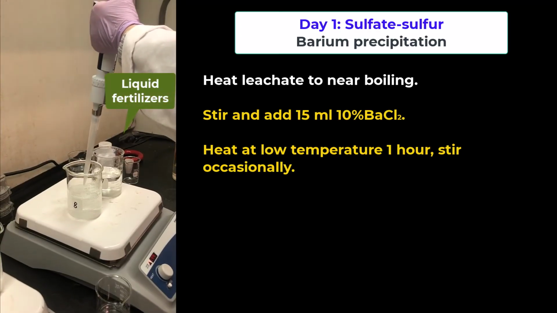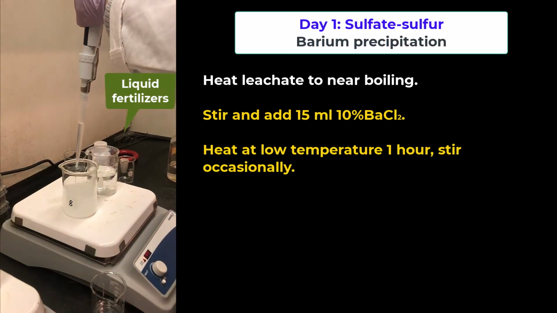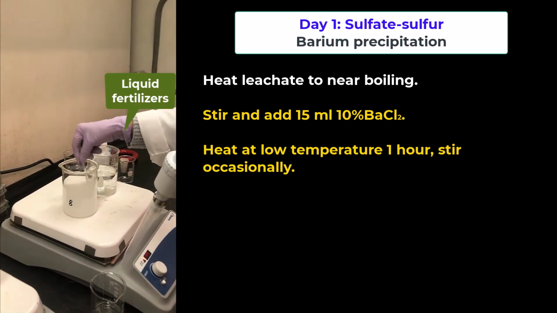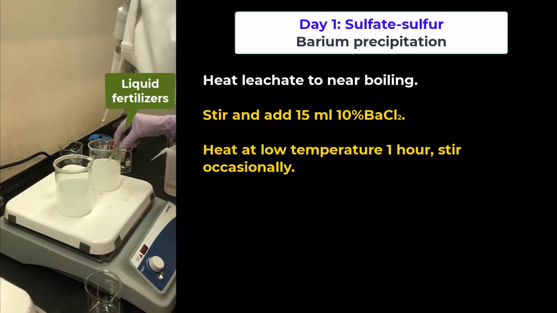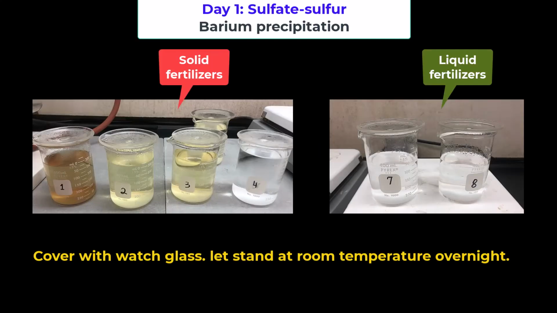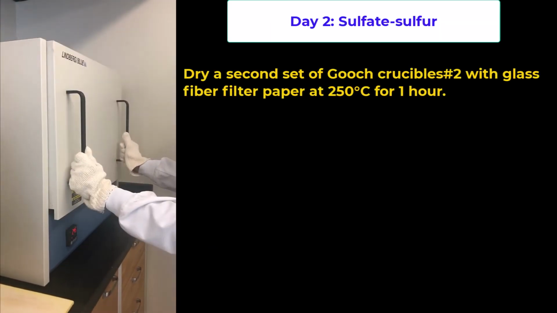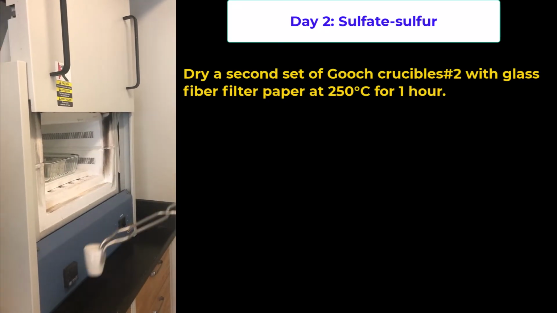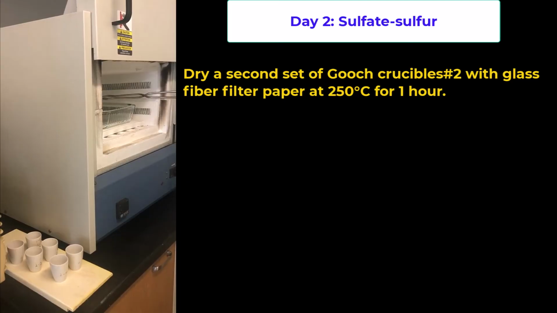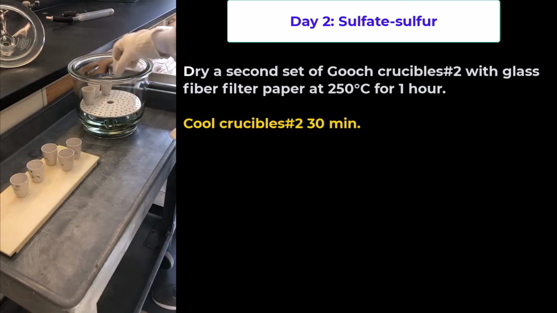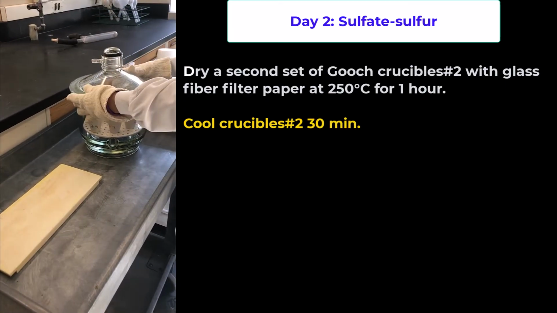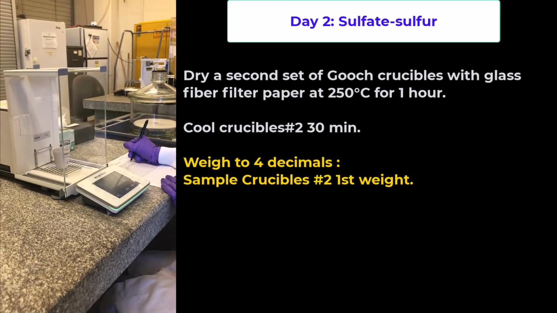Perform the same barium precipitation procedure for the liquid fertilizers. Cover with watch glass. Let stand at room temperature overnight. At day 2, dry a second set of Gooch crucibles with glass fiber filter paper at 250 C for an hour. Cool 30 minutes. Weigh to 4 decimal places.